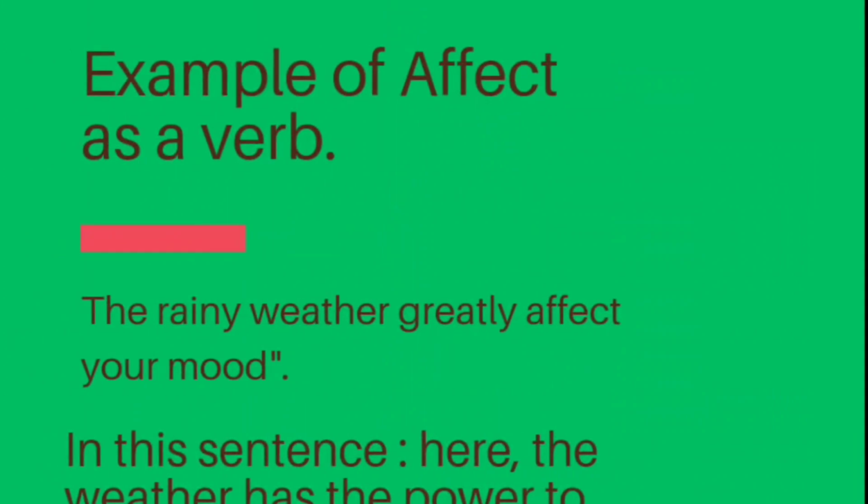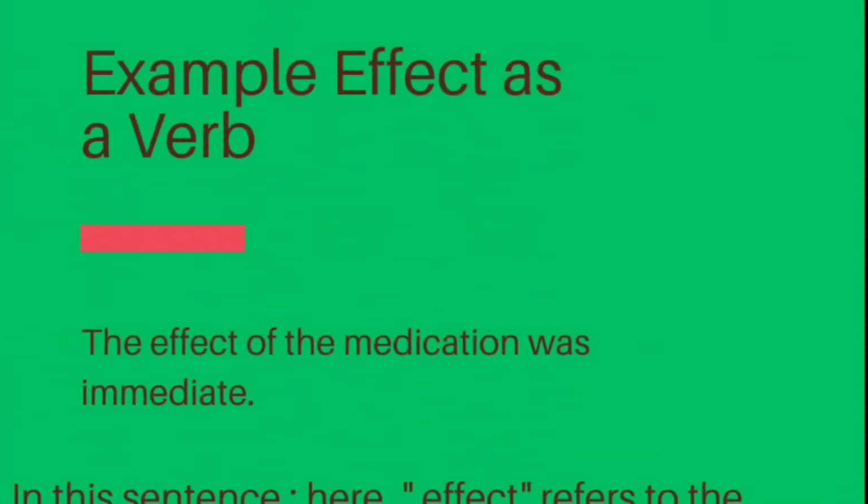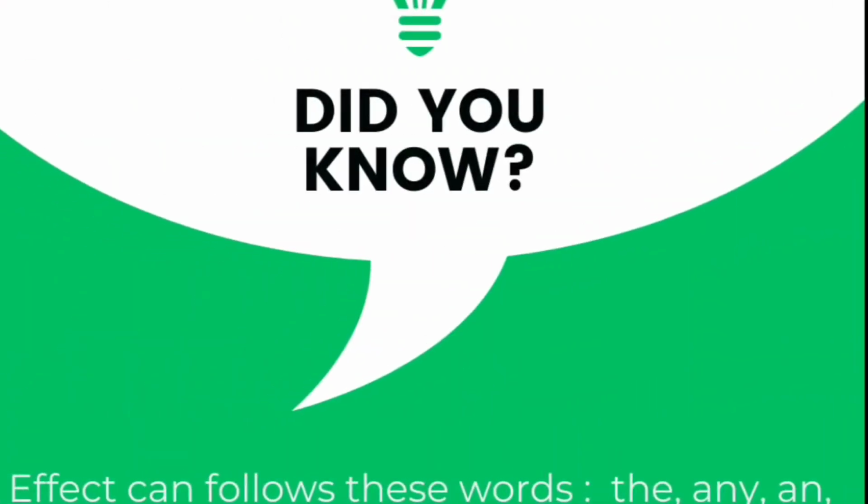Example of affect as a verb: the rainy weather greatly affects your mood. In this sentence, the weather has the power to influence or change your mood. Example of effect as a noun: the effect of the medication was immediate. In this sentence, effect refers to the result of taking the medication.